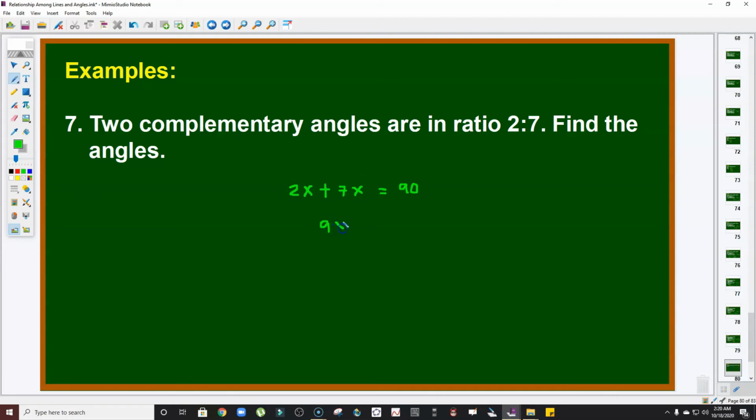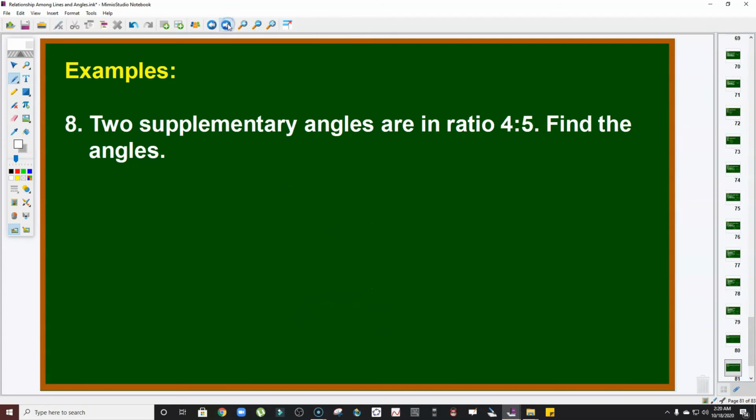So, I'm going to have 9x equals 90. Clearly, x equals 10. So, therefore, the angles are 2 times 10, okay, 20, then 7 times 10, 70. So, these are the two angles that we are looking for. So, tanong, are they in the ratio 2:7? Obviously. 20 over 70, simplify mo yun, 2 over 7. Clear?